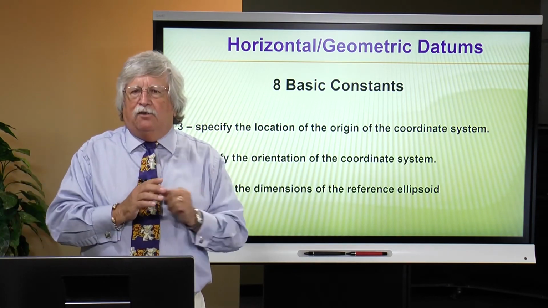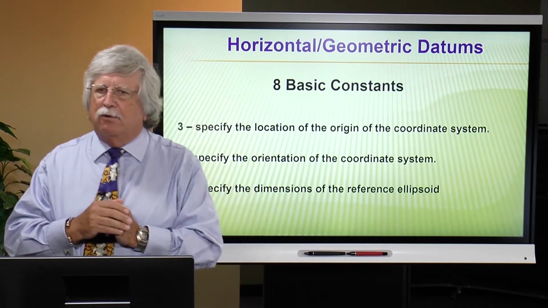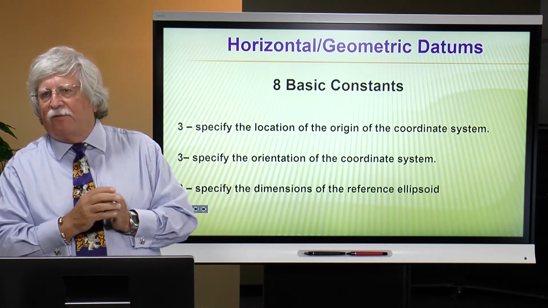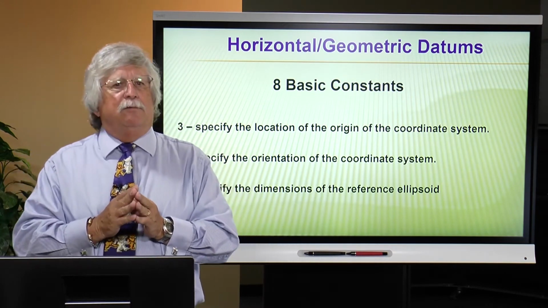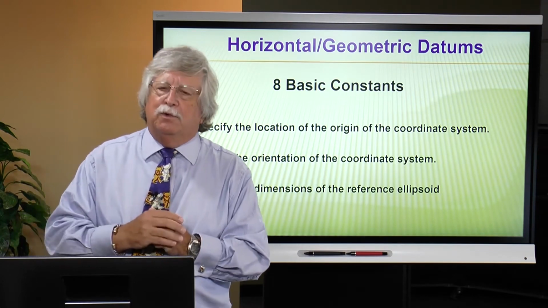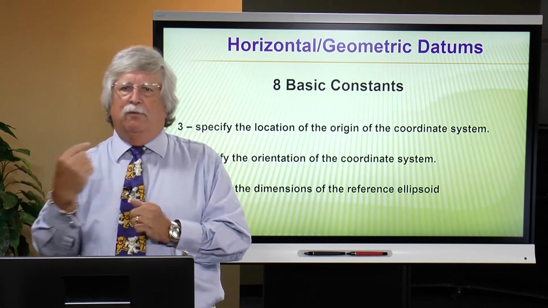So if we look at NAD 27, 8 basic constants, 3 defining the location of the origin of the coordinate system. There happens to be one survey monument in the middle of a farmer's field in Kansas, referred to as Meade's Ranch. This survey monument was established as part of the transcontinental arc of triangulation, connecting the East Coast and the West Coast.